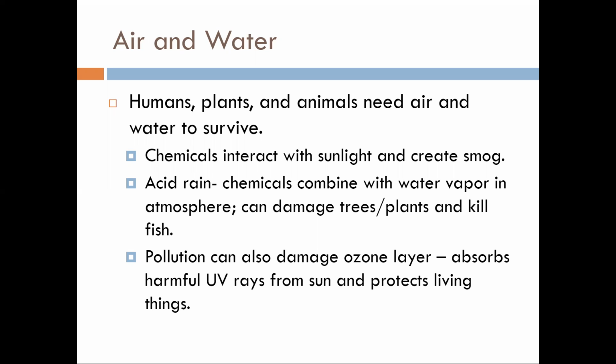This polluted rainwater, okay, can also damage the ozone layer, okay, which absorbs harmful UV rays from the sun and protects living things. Okay, so the ozone layer, very important, right? Absorbs harmful UV rays and protects living things, okay? Pollution damages this layer, right? That acid rain, okay, those chemicals in the water, right? They also affect our ozone layer.